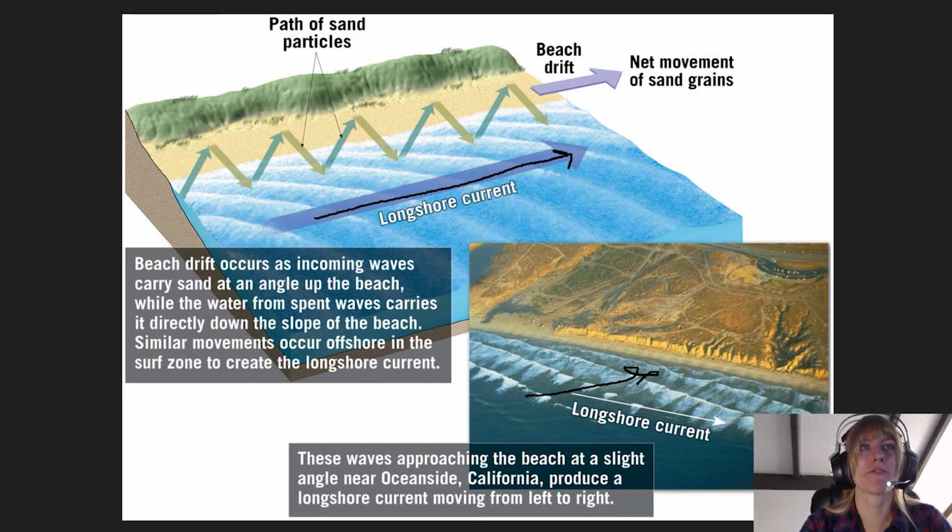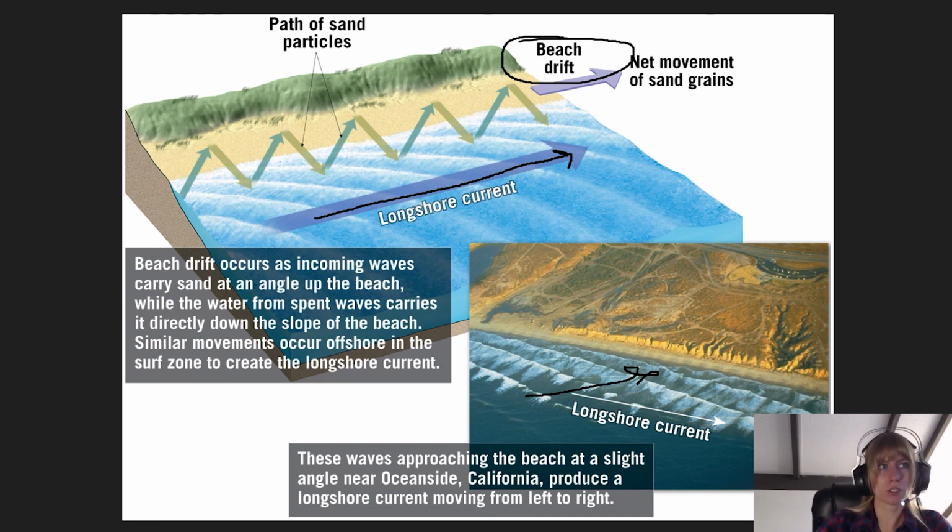And then we have beach drift. Beach drift occurs as incoming waves carry sand at an angle up the beach, while water from spent waves carries it directly down the slope. So as they come in, it will carry sand this way, and then it will drag it back out. If you ever stand right where the waves come in and just stand there, your feet get covered in sand, right? That is because sand keeps getting pushed up and dragged back, and pushed up and dragged back, and it catches around your feet.